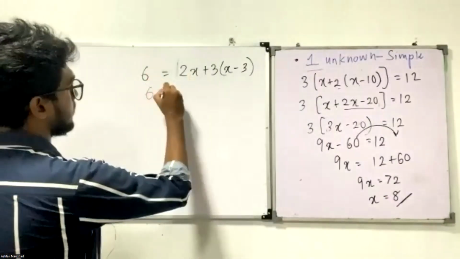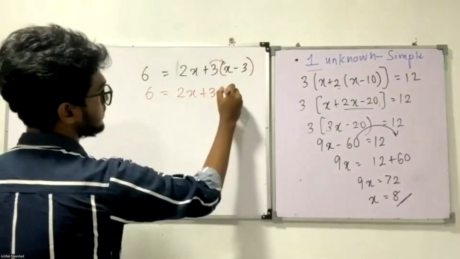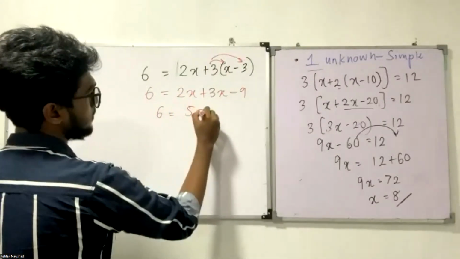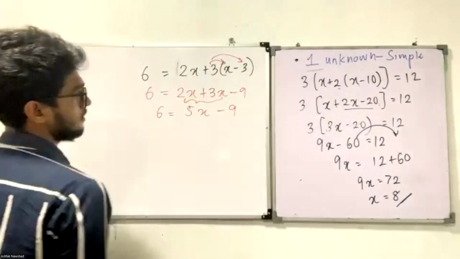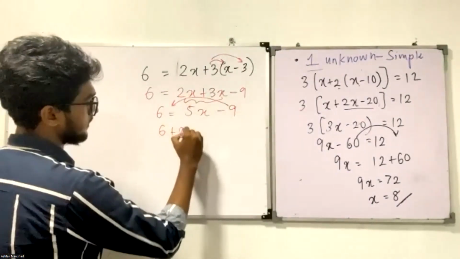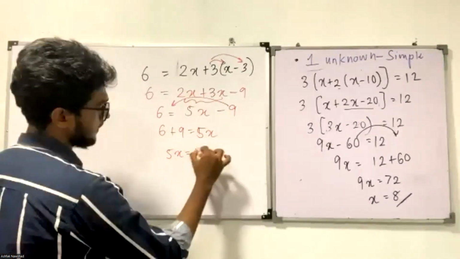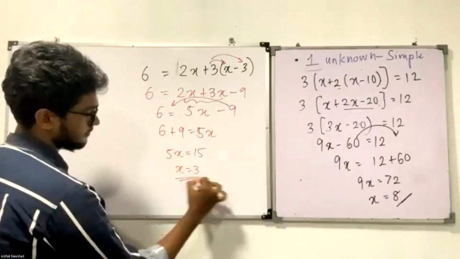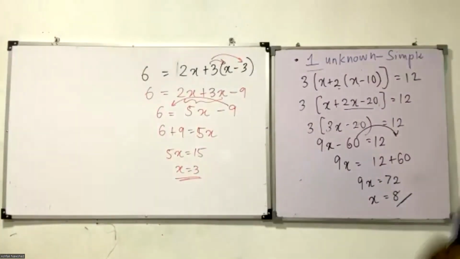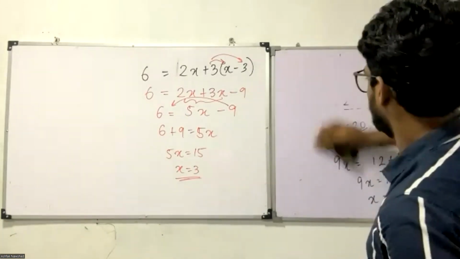Let's say 6 is equal to 2x plus, we'll have to expand this, 3x minus 9. So 6 is equal to altogether 5x minus 9. We can move this 9 to this side. 6 plus 9 is 5x. So 5x is equal to 15. X is 3. This is clear. So the last example.